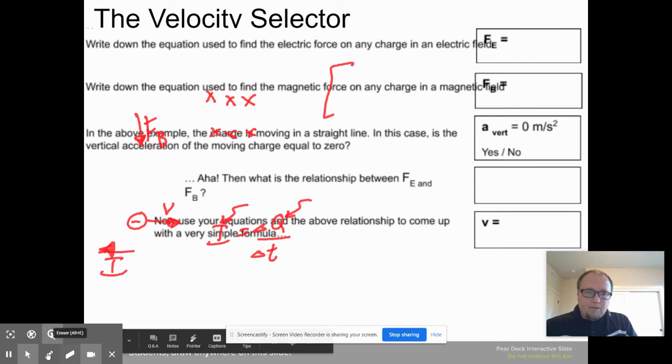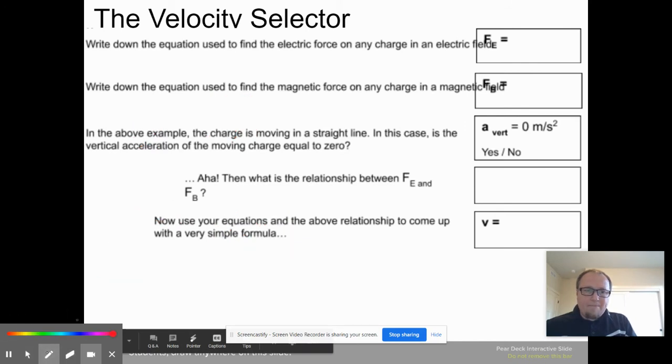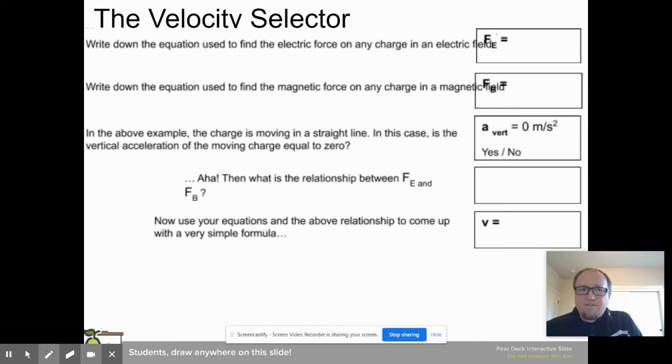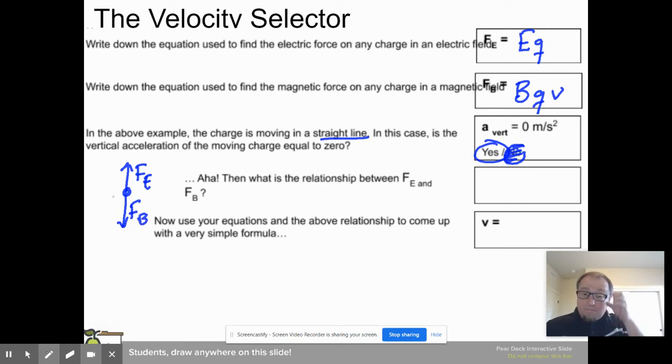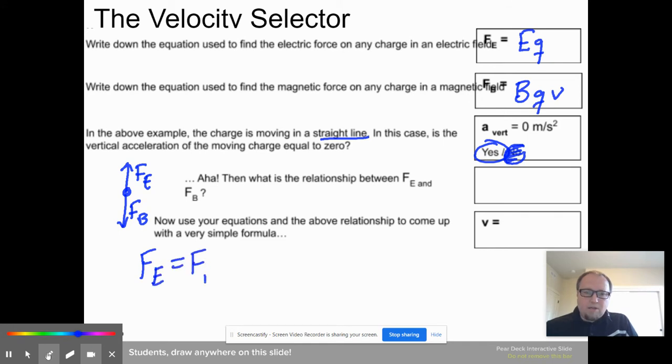Okay, so let's clear this out. Let's do a little mathematics review. So electric force is EQ. Magnetic force is BQV. And if I wanted to go straight down the middle, my acceleration would be 0. Yes, that's the correct answer. Which means the electric and the magnetic forces are in opposite directions, but equal in size. Well, that means I could say this statement: the electric force equals the magnetic force.